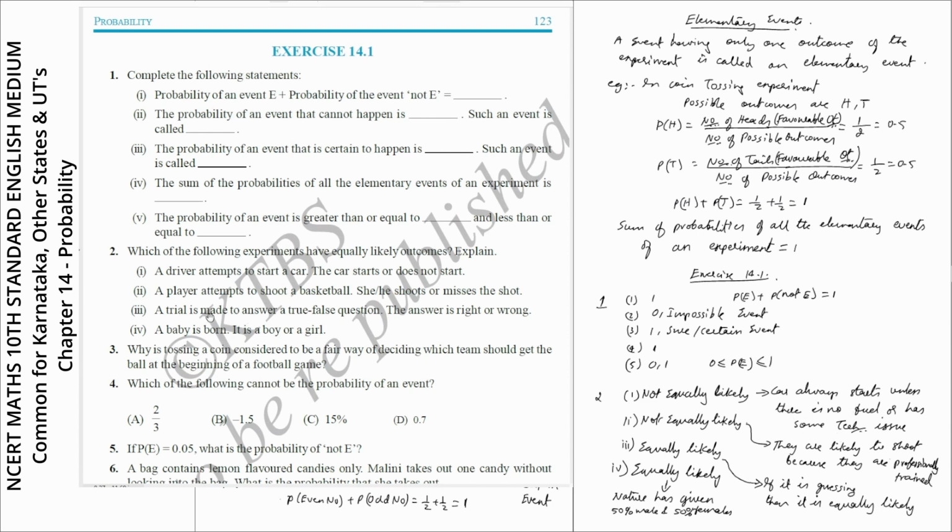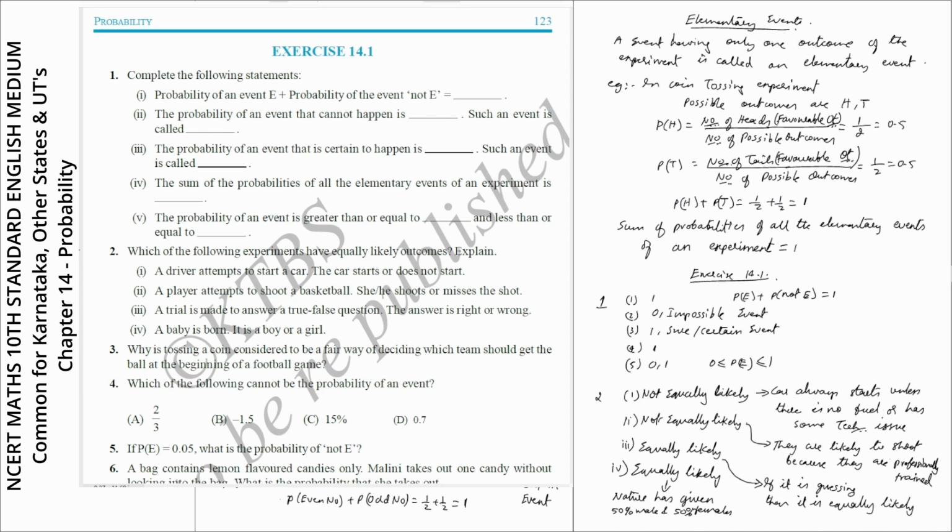Then the next sub question: a player attempts to shoot a basketball. She or he shoots or misses the shot. Professionally trained players have enough practice and training that most of the times when they get the ball, they are likely to shoot it. Out of 10 times, probably 8 to 9 times they will be able to shoot it. So they are not equally likely.